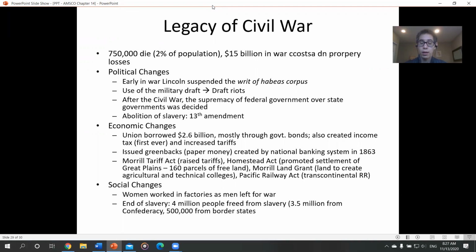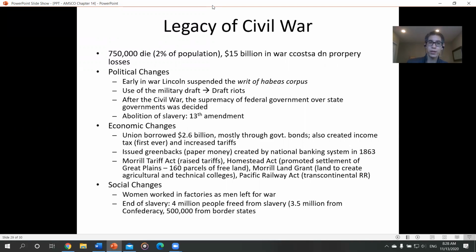The U.S. also had $15 billion in damage and property losses. So, devastating effects of the war. Also some political, economic, and social effects. Politically, we see an increase in the size of the federal government with the draft, with the suspension of the writ of habeas corpus, which allowed Lincoln to arrest people without evidence. And what we really see is that the federal government is now supreme. The federal government now has power over the states.